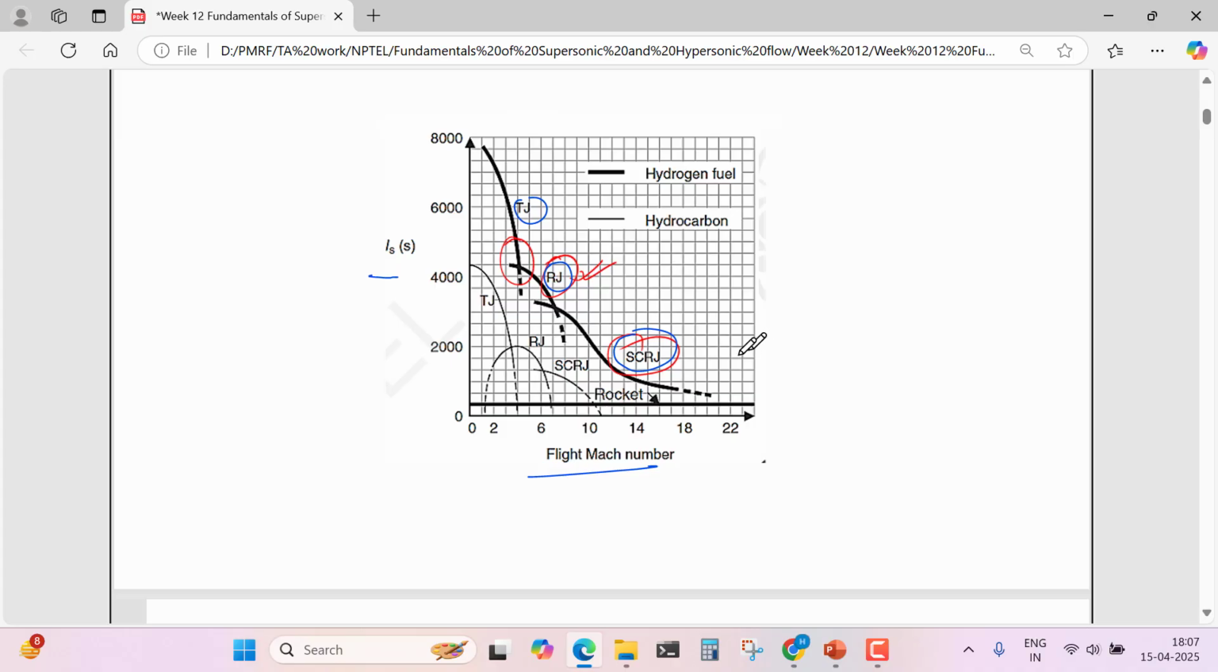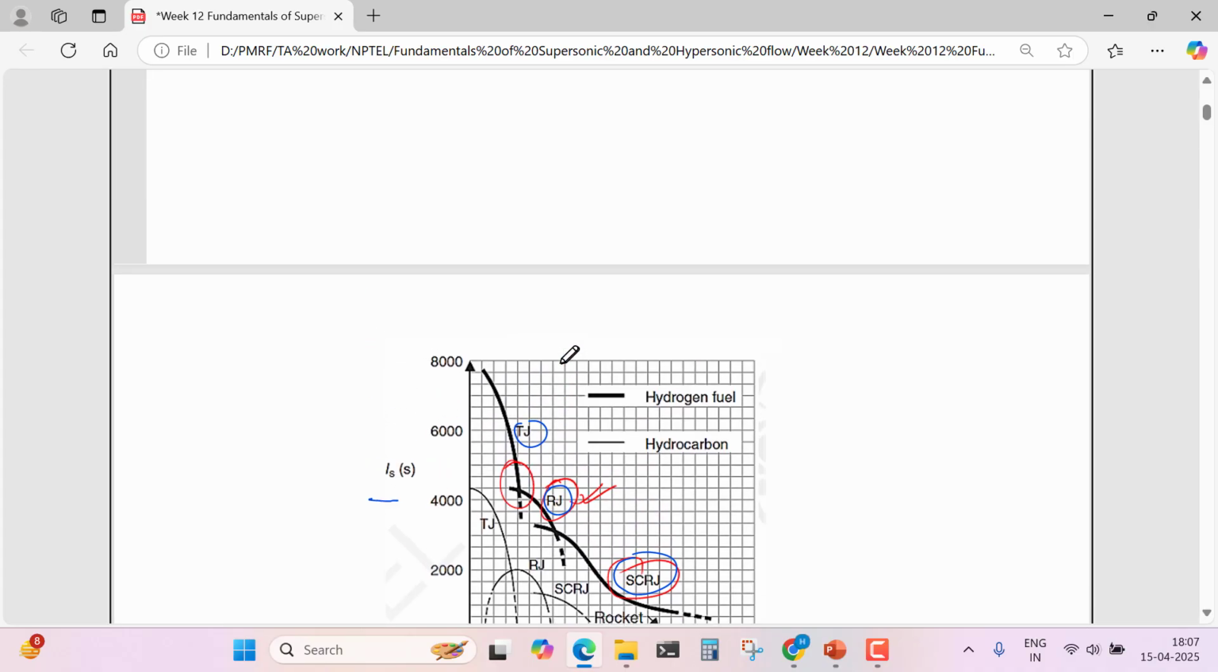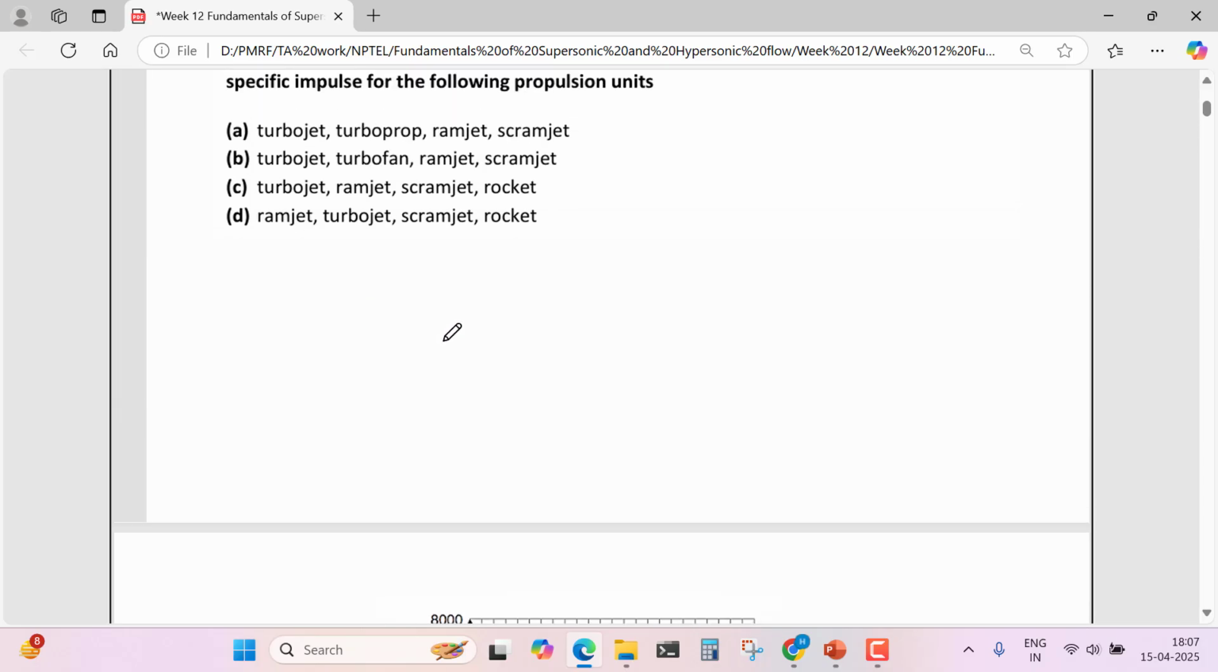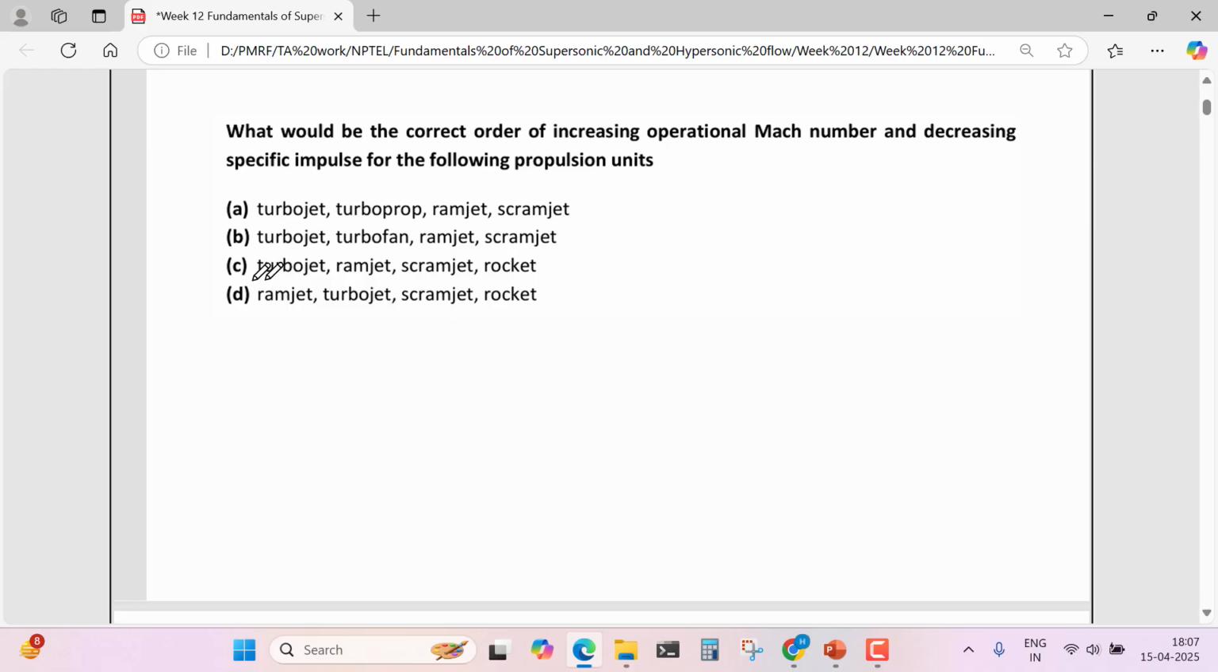The limit of the scramjet is not tested, but it is assumed that till Mach number 15, it will give good specific impulse. After that, due to the high Mach number and chemical reaction, the specific impulse will decrease lower than the rocket. So this will be the correct order. First we use the turbojet, then ramjet, then scramjet, and then the rocket engine. So option C is the answer.